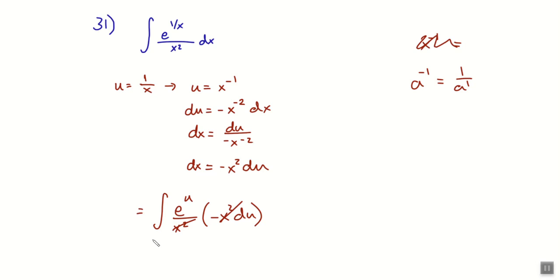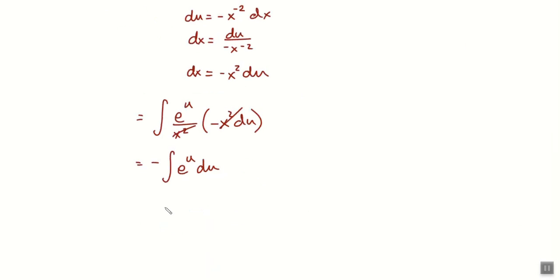Out front. Cool. So let's see what this is. We have negative the integral of what's left? E to the u du. And all of a sudden, is there any issue any longer? No, we're golden. I'm going to keep the negative here. What's the integral of e to the u? E to the u plus c.